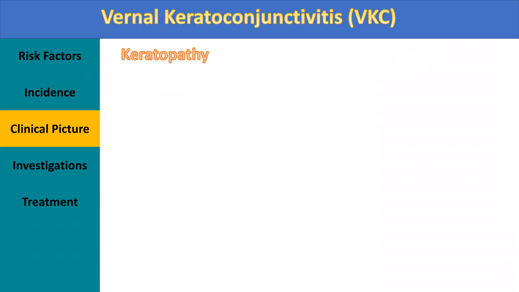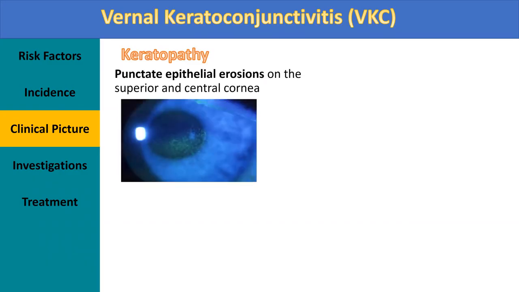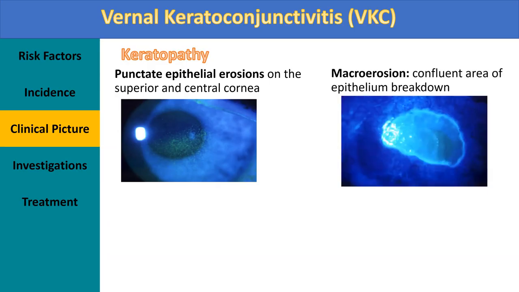Regarding the keratopathy, almost all the keratoconjunctivitis conditions start with some epithelial erosions, punctate epithelial erosions in the superior and central cornea. Later on, there will be confluence of these erosions, so that they will result in macroerosion. Macroerosion means that the epithelium in this area is weak, so these epithelial erosions are sloughed, leading to a large ulcer, macroerosion.